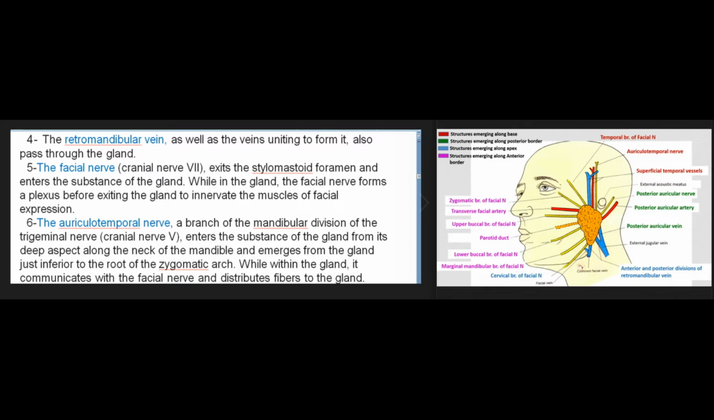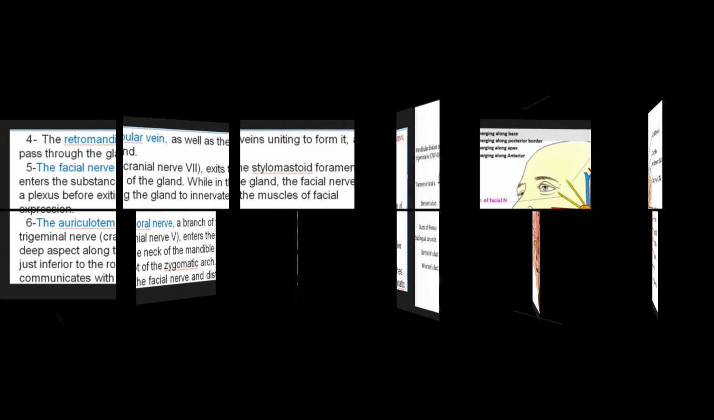The auriculotemporal nerve, a branch of the mandibular division of the trigeminal nerve, cranial nerve V, enters the substance of the gland from its deep aspect along the neck of the mandible and emerges from the gland just inferior to the root of the zygomatic arch. While within the gland, it communicates with the facial nerve and distributes fibers to the gland.